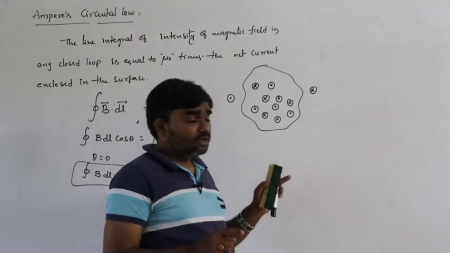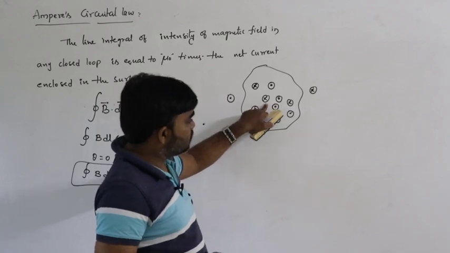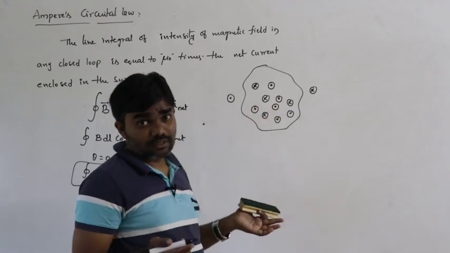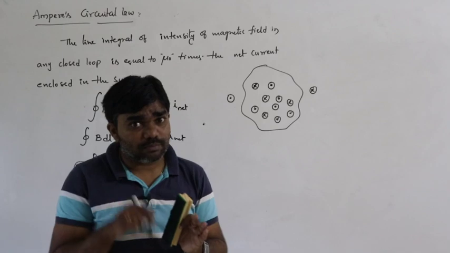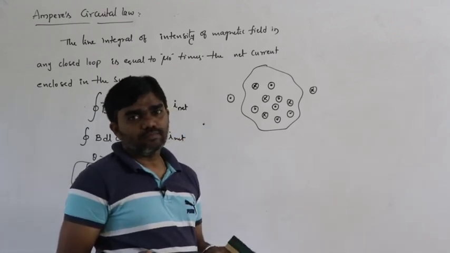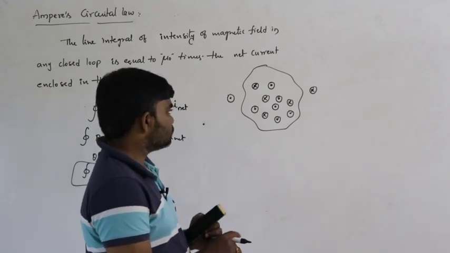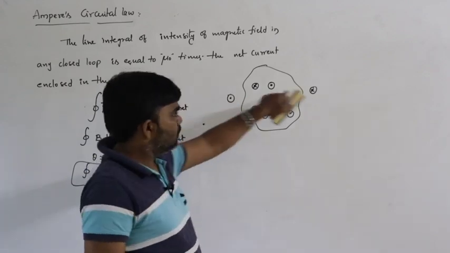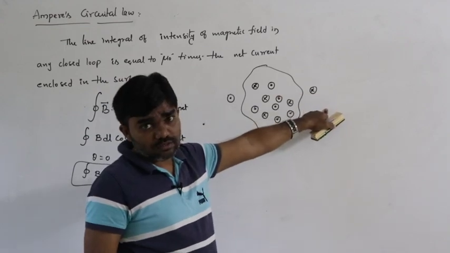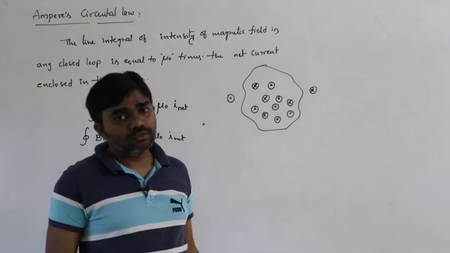All the currents in one direction are positive, and all the currents in the opposite direction are negative. Don't consider this one positive, this one negative, and this one negative and this one positive, like that. That is the condition. No need to consider the currents outside; we have to consider the currents that are enclosed in the loop.